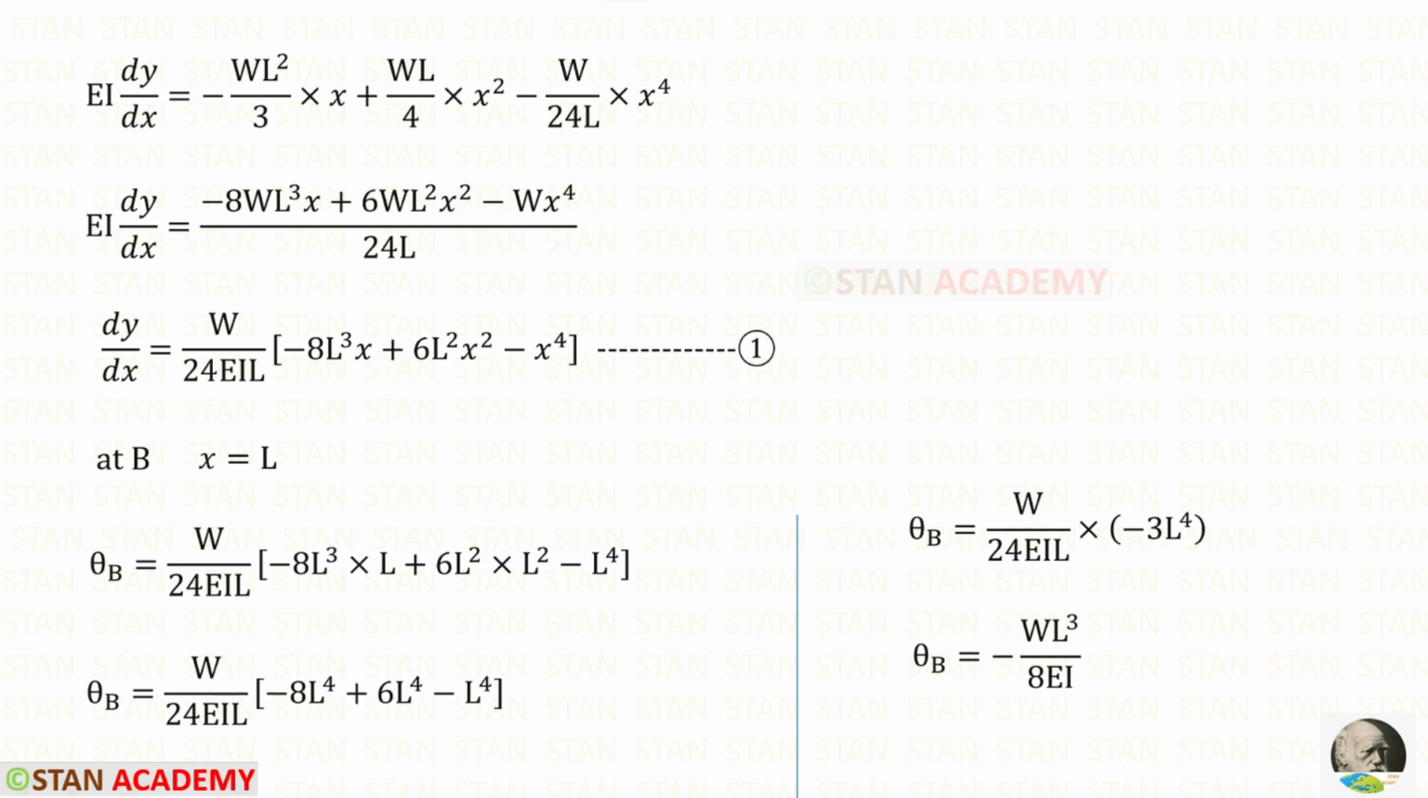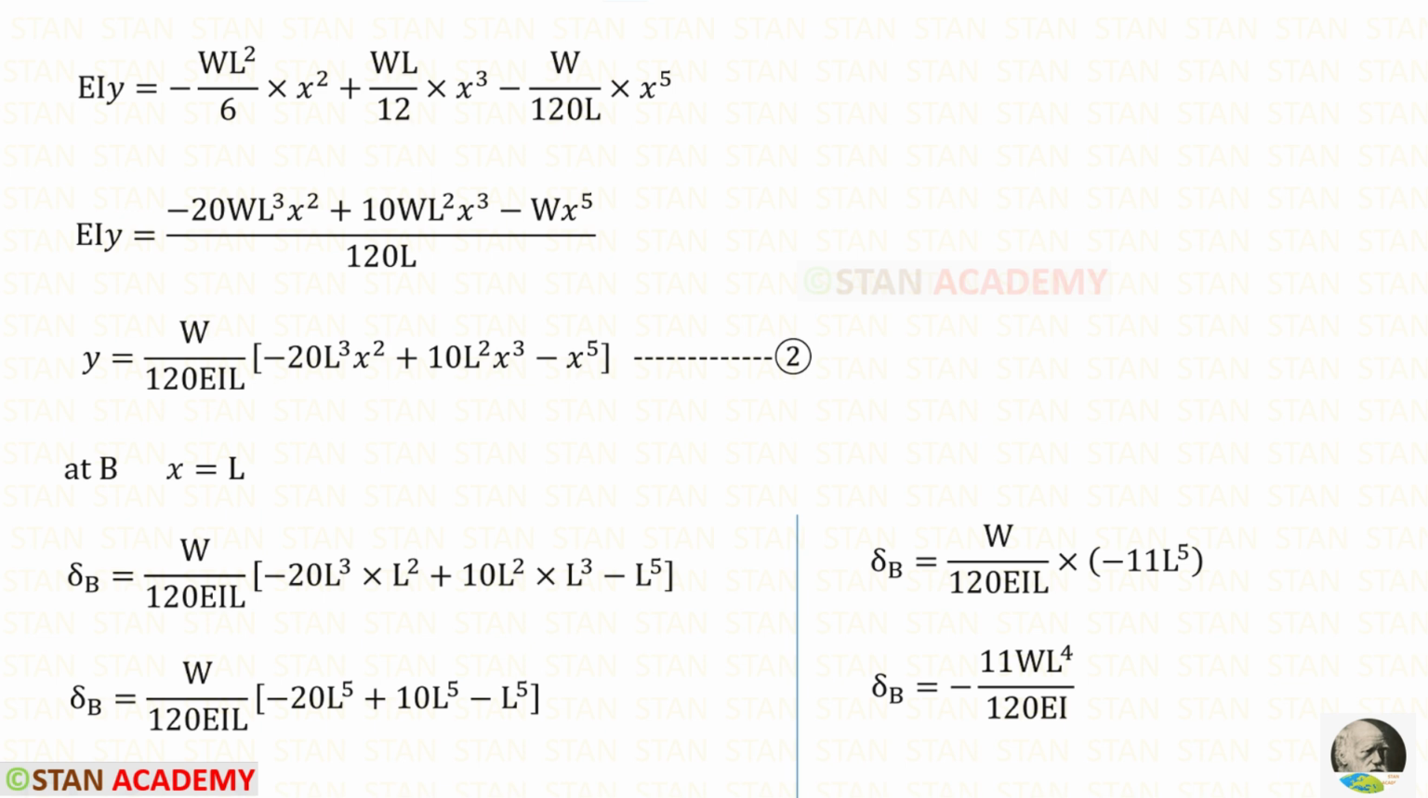First, let us take the slope equation. Here we can take LCM. We can keep 24L as LCM. After simplifying, we will get this equation. Using this equation, we can find the slope at any point of the beam. At the point B, x will be L. So in this one, instead of x, we can apply L. In this way, we will get the slope at B.